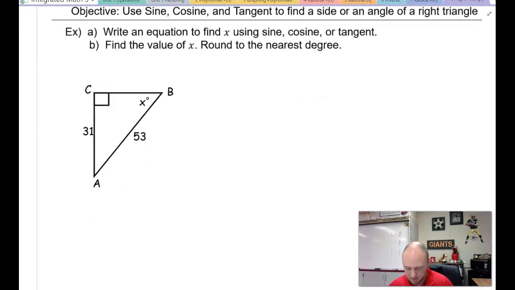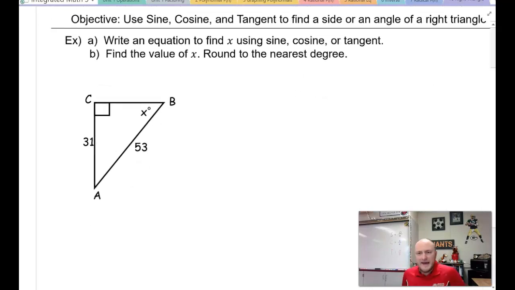All right, let's look at an example. Part A says write an equation to find x using sine, cosine, or tangent. Well, I want to find this angle, and I am given information about the side opposite, and this is the hypotenuse. I don't have any information about the side adjacent, so I'm not going to use any trig function involving adjacent. So my equation, opposite over hypotenuse, that is sine.